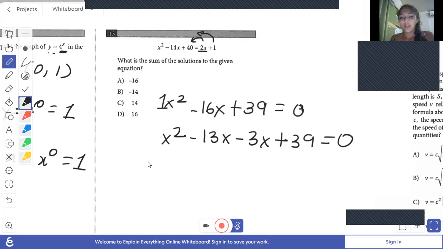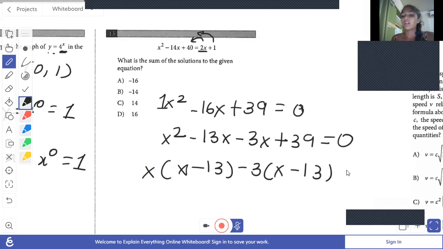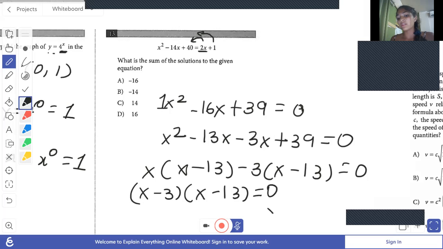So this works. And then I'm going to bring x outside. So we have x times (x minus 13) minus 3 times (x minus 13) equal to 0. Therefore, (x minus 3) times (x minus 13) equal to 0, and x equal to 3, x equal to 13. These are our two solutions. And then when we add 13 and 3, we get 16. So our answer here should be D.